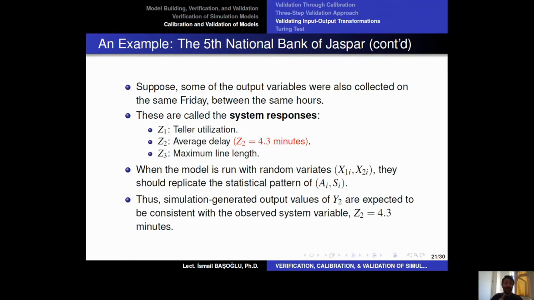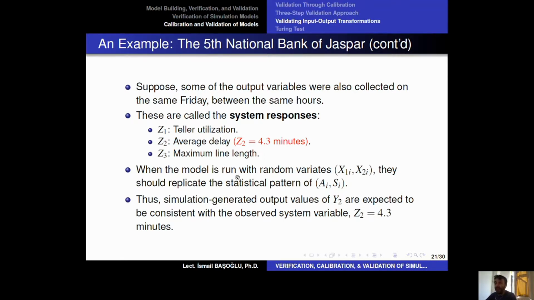Remember, I have told you that your data set for the input-output validation should be different. But the question here says that the same output variables are also collected on the same Friday between the same hours. Maybe the collection of the output variables should be another Friday with the same hours, but here the question says that it is the same time as the input data are collected.